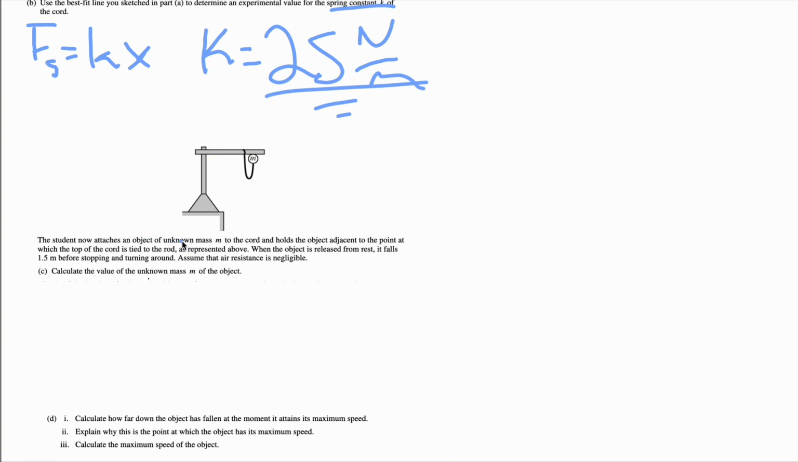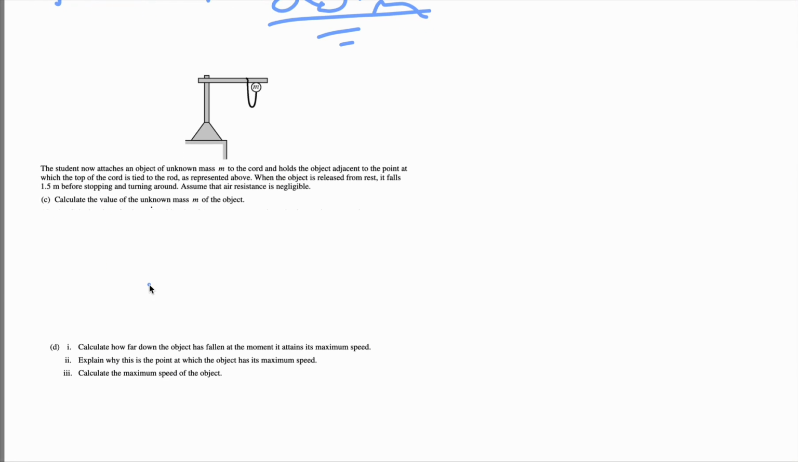A student now attaches an object of unknown mass m to the cord and holds the object adjacent to the point at which the top of the cord is tied to the rod. When the object is released from rest, it falls 1.5 meters before stopping and turning around. Assume that air resistance is negligible. Calculate the value of the unknown mass m of the object.